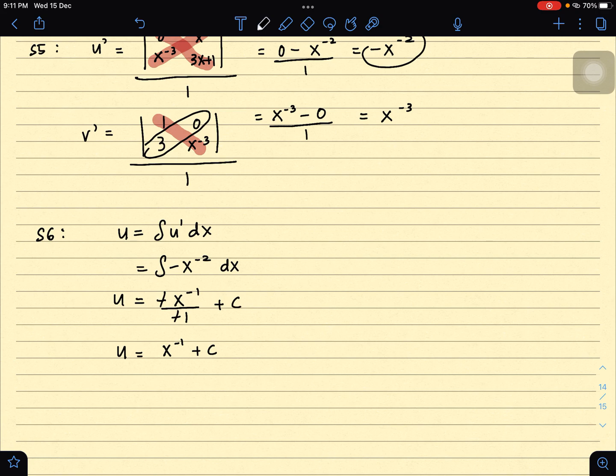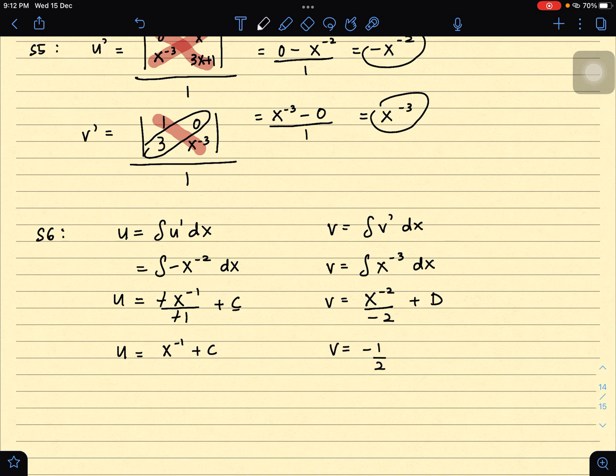Okay, untuk cari V, kita kena integrate V prime kepada X. So V prime kita adalah this one. So V adalah integrate X kuasa negatif 3 kepada X. So your V is equal to X kuasa negatif 2 bahagi negatif 2 tambah dengan D. Kenapa D? Kita dah guna C dekat sini. So kita ada V kita negatif 1/2.